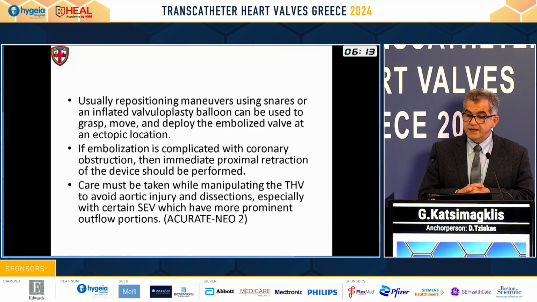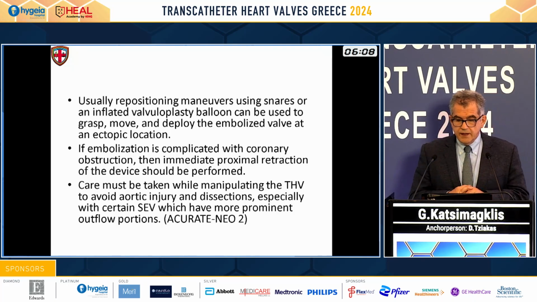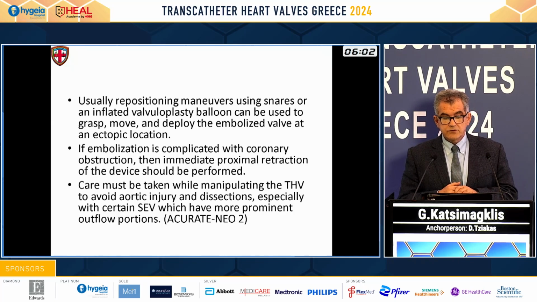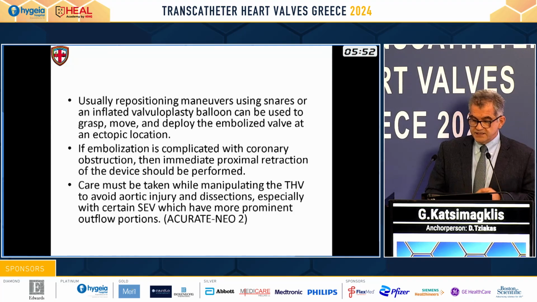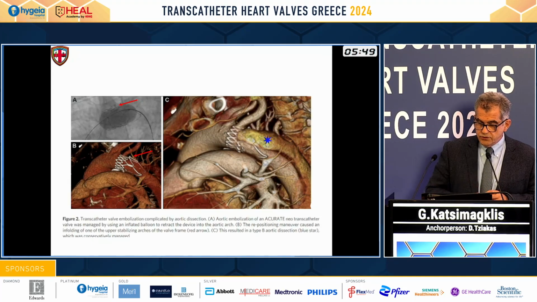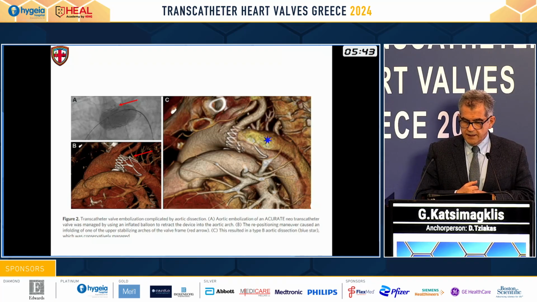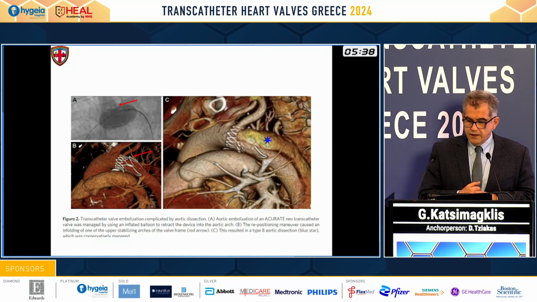If it is complicated with coronary obstruction, it would require a proximal retraction of the valve, and care must be taken while manipulating the valve to avoid aortic injury, especially with certain self-expanding valves which have a more prominent outflow portion, for example the Accurate neo or Accurate neo 2. Here we can see in picture C the result of retraction of an Accurate neo 2, which resulted in a type B aortic dissection.